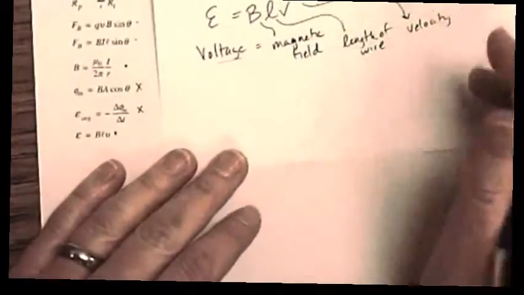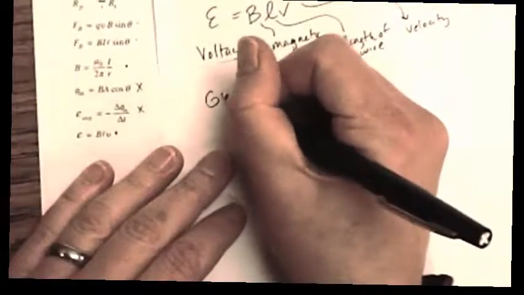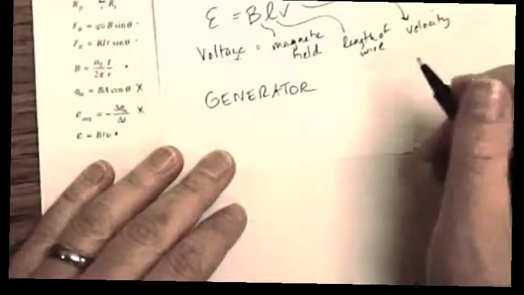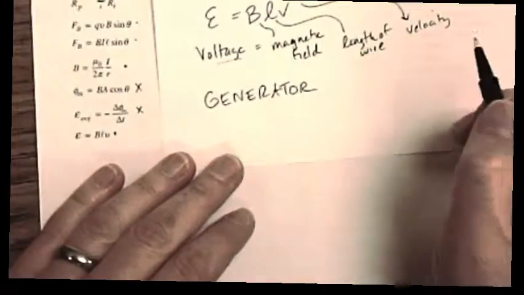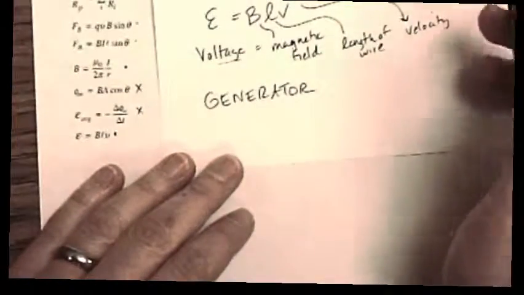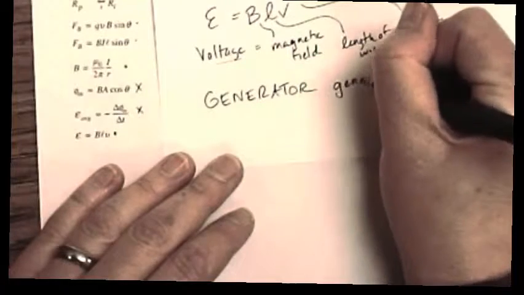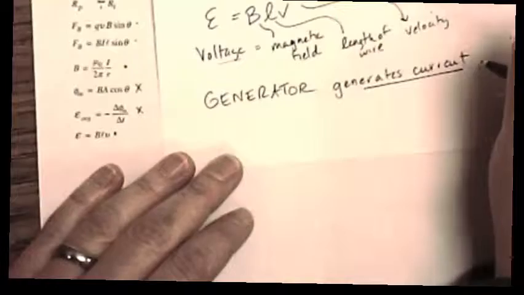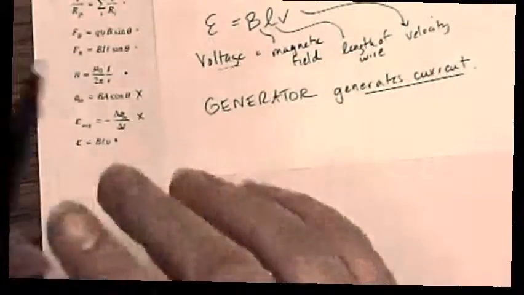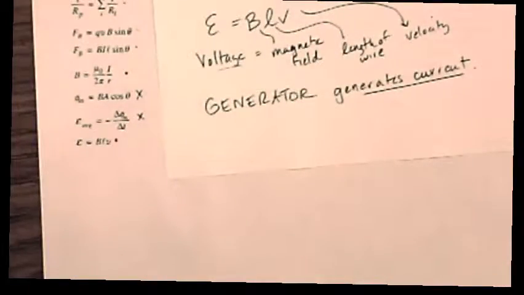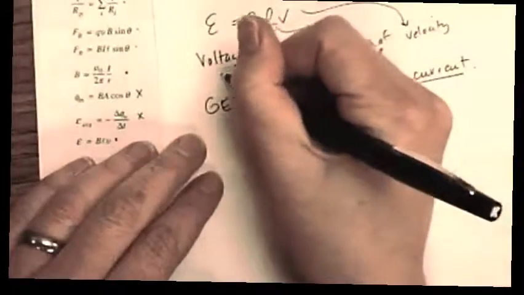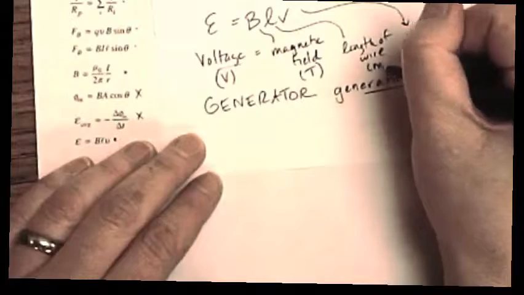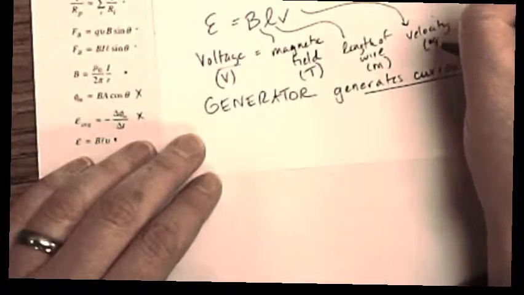This is where the concept of a generator comes from. What a generator does is you take a loop of wire, you move it in a magnetic field, and you generate current. The units here: voltage is V, magnetic field is Tesla, length of wire is meters, and velocity is meters per second.